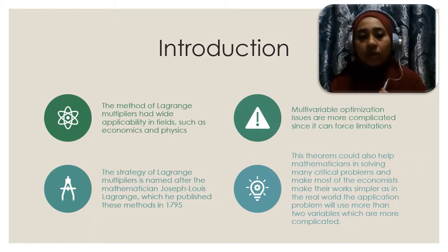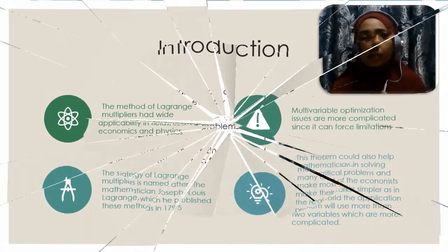The strategy of Lagrange multipliers is named after the mathematician Joseph Louis Lagrange, who published this method in 1795. This theorem could also help mathematicians in solving many critical problems and make the work of economists simpler. In the real world, we already know that application problems will use more than two variables and are more complicated.